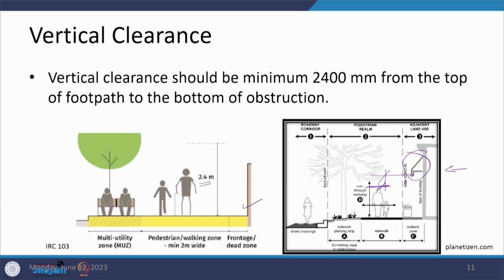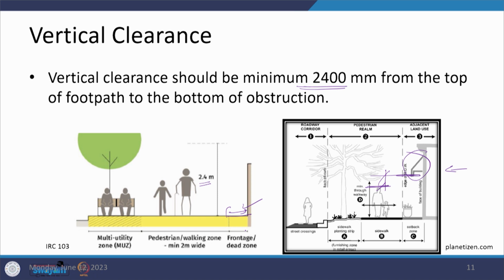Keeping that in mind, a minimum vertical clearance of 2400 mm has been specified from the top of the footpath to the bottom of whatever obstruction is coming out of any development. So, this is another thing we have to keep in mind, and of course, in this particular one, what you can see is that there is a dead space which is being talked about.